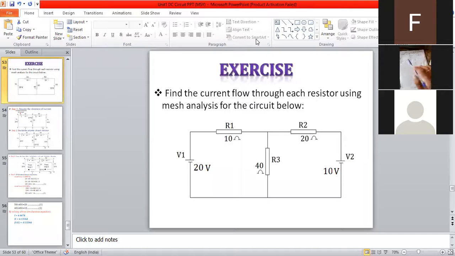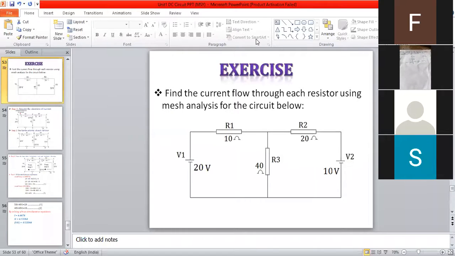So how many loops are there here? Two loops. This is one loop and this is the second loop. Resistances: 1, 2, 3, 4. Four resistances are there and three voltage sources are there. For the voltage sources, this is positive, negative, this is positive, negative, and this is positive, negative.